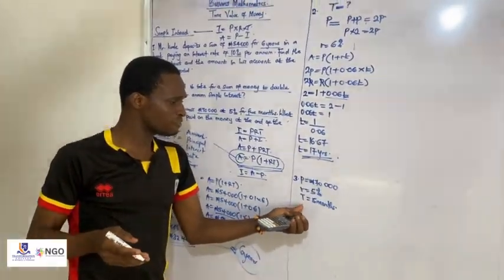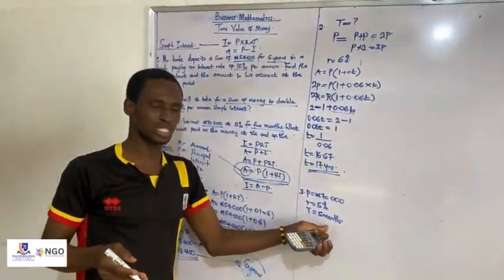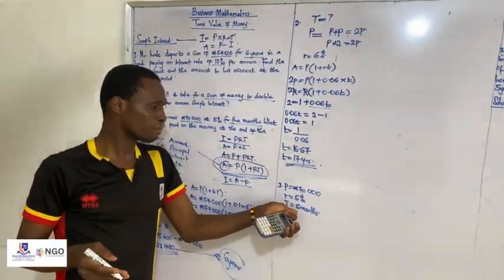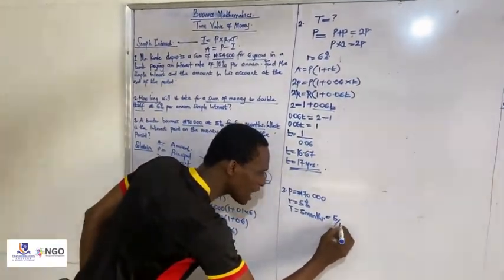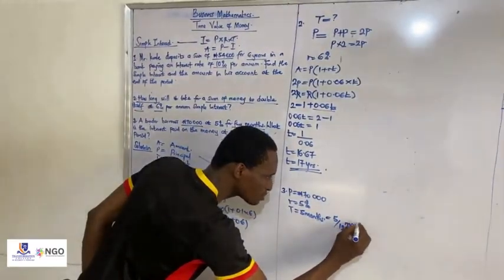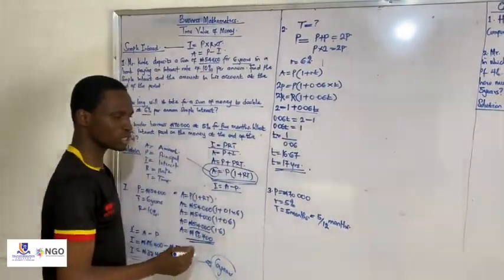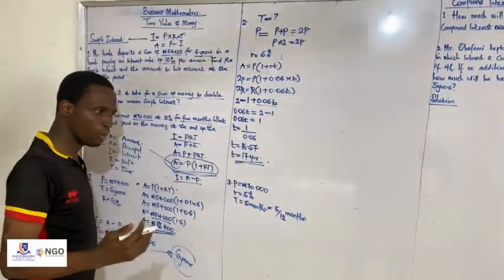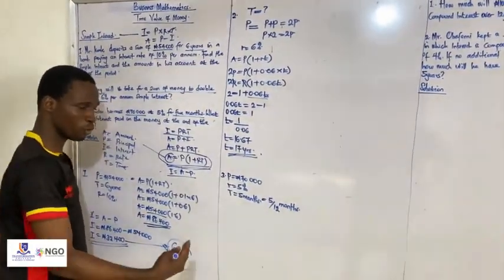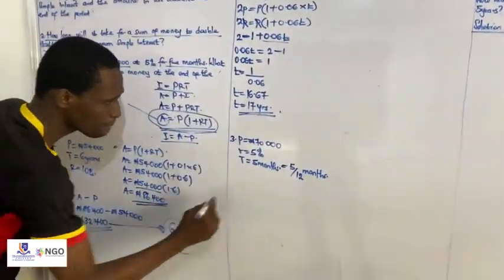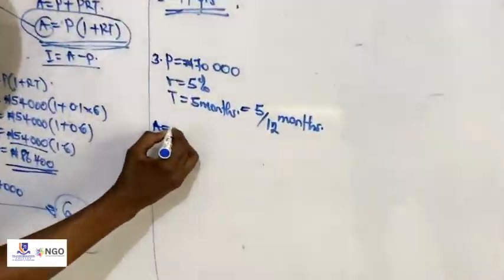But remember, the number of years is usually annual, not monthly. So if the investment is to last for 5 months, it means that we have to prorate these 5 months. It's going to become 5/12, because the period an investment is to last is in years, not months.